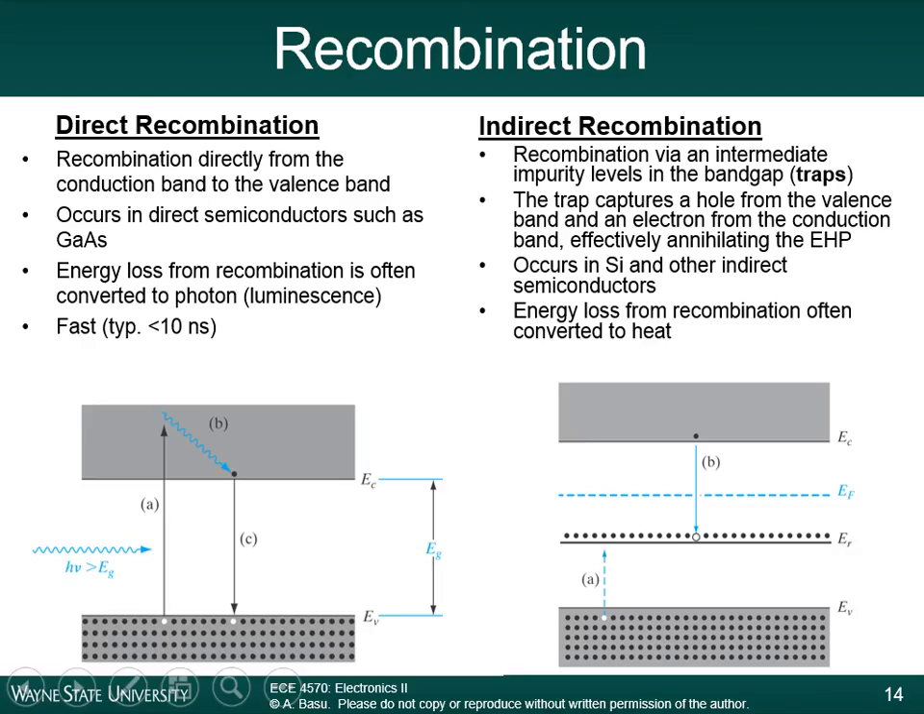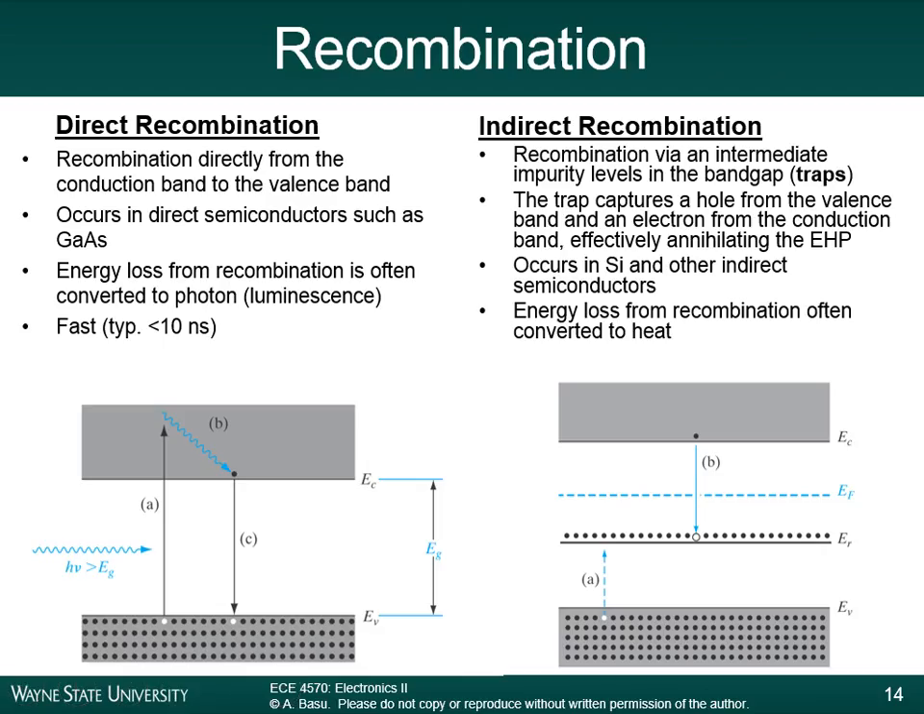So effectively, this is equivalent in some sense to an electron going all the way down to the valence band, except it's happening in 2 steps. For that reason, this indirect recombination process is typically slower than the direct recombination. And the other important point here is that the energy loss from recombination is converted to heat. Generally, light is not given off in this case.